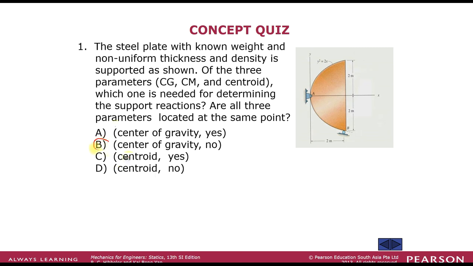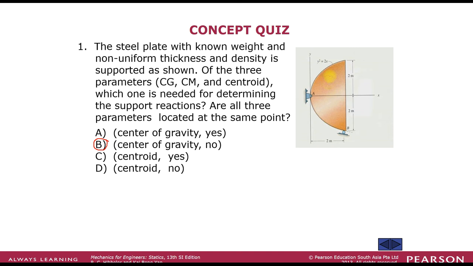Because the plate needs to be supported, it involves forces, so we need to know the center of gravity. And are all three parameters located at the same point? No, because if we calculate the centroid itself, it will be different from the center of gravity and also the center of mass.